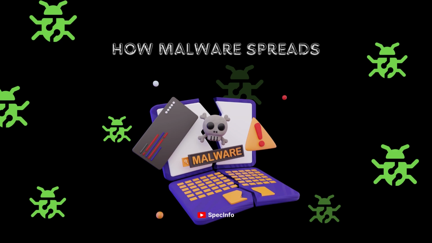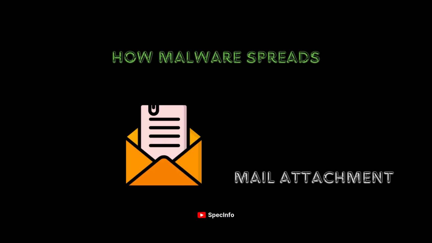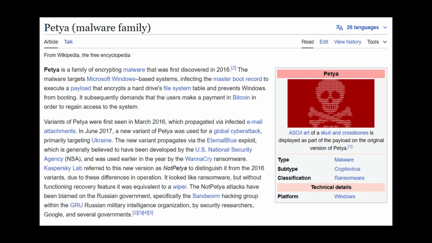Let's explore the key ways malware spreads. The first, very common and very well known, you might be knowing this: phishing. Phishing is one of the easiest ways for hackers to deliver malware. Think back to the NotPetya ransomware attack. It started with a phishing email and once clicked, it spread rapidly, locking systems across the globe.